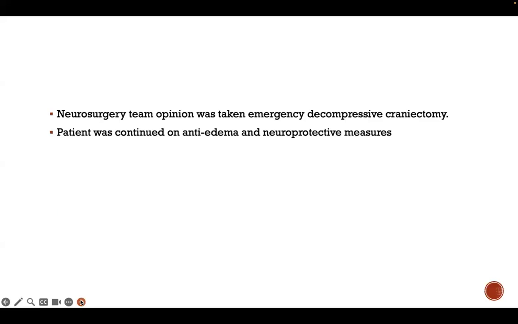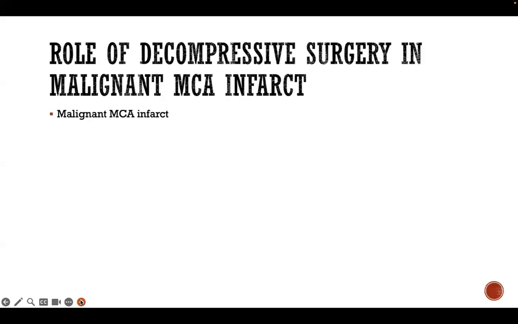So neurosurgery team opinion was taken for this patient. Emergency decompressive craniectomy was done. Patient was continued on anti-edema and neuroprotective measures. Just to finish the question answers, because I'm discussing the posterior circulation, you might get the same case with the anterior circulation also. What is malignant MCA infarct? If the entire half of the cerebral hemisphere is involved, then it is called a malignant MCA territory infarct.